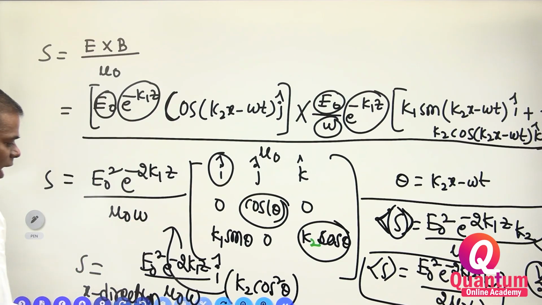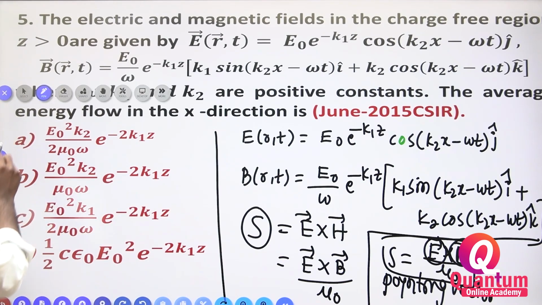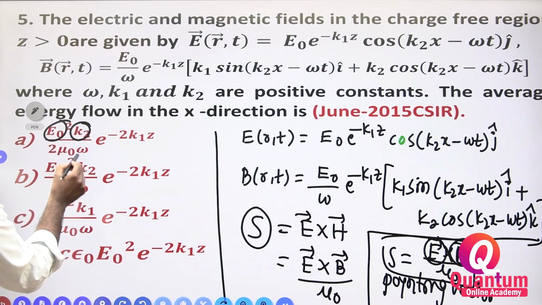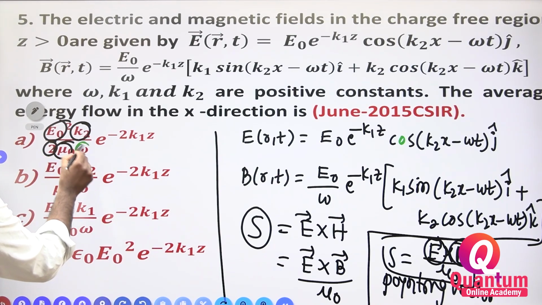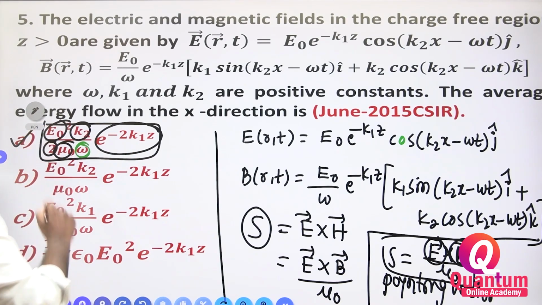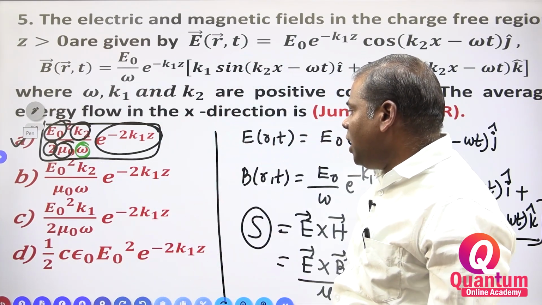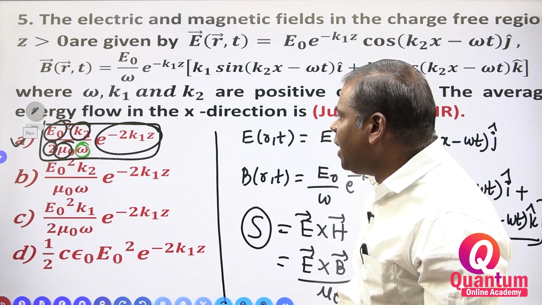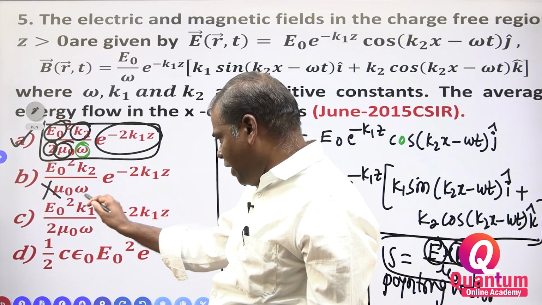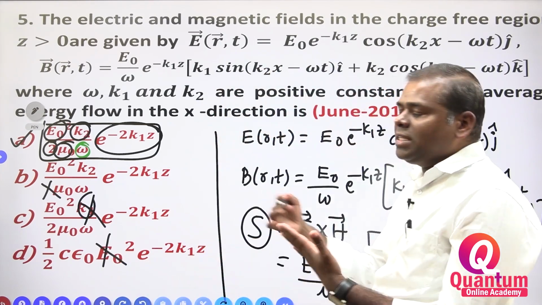Now you have to see whether the option is there or not. E naught square k2 divided by 2 mu naught omega e to the power of minus 2k1z. Option A is correct. That is very, very important. In option B, the 2 mu naught is not there. In option C, k1 is there. In option D, this one is not correct. Clear? Like this we have to calculate.